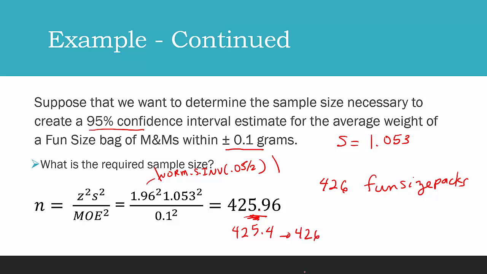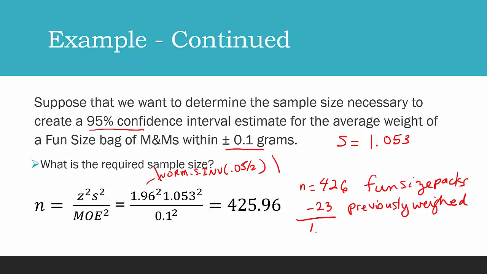Now, 426 fun-size packs is what we need to sample. However, we've already weighed 23 packs. This data is useful data, so we don't need to throw it out. We can continue to use it. So we really only need to weigh 403 more fun-size packs. Remember, as long as the data is being sampled from the same population, we don't have to throw away the information we collected from that pilot sample.